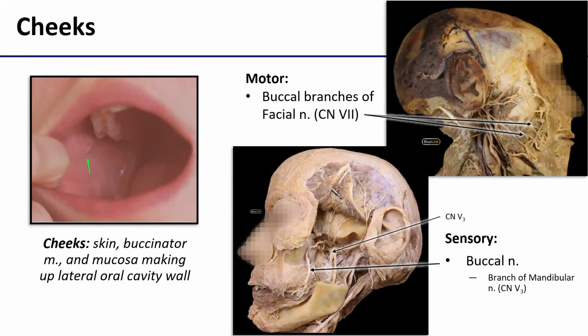So your cheeks are probably very familiar to you, but anatomically the cheeks are defined as the skin, the buccinator muscle fibers, and the mucosa that make up the lateral wall of the oral cavity. They receive motor innervation for that buccinator muscle from the facial nerve, because it is a muscle of facial expression, and sensory innervation for the skin and mucosa from the buccal nerve, which is a branch of the mandibular nerve in the infratemporal fossa. So here's the mandibular nerve, and we can follow that buccal nerve right down on to the cheek there.